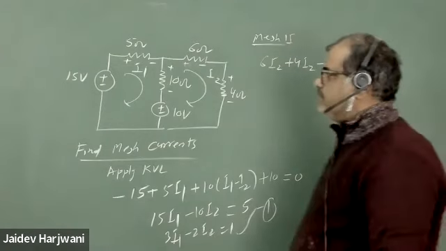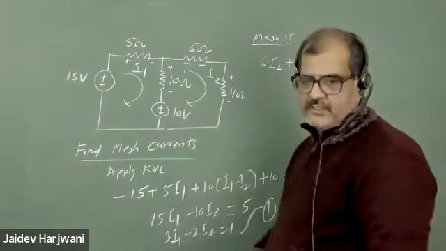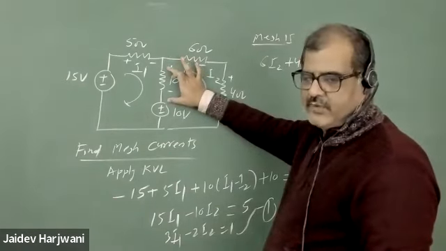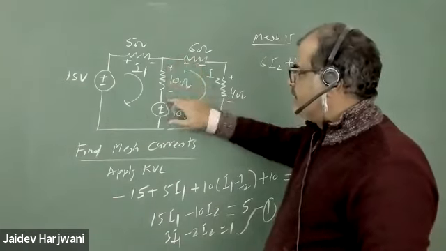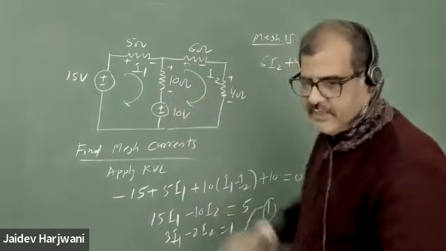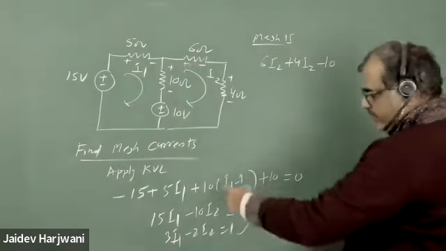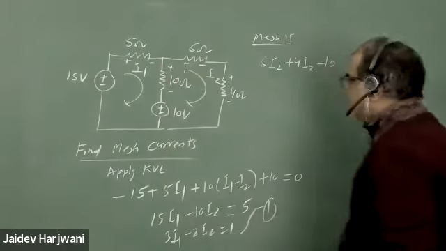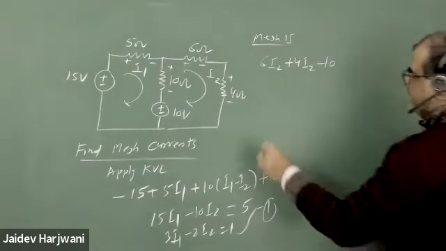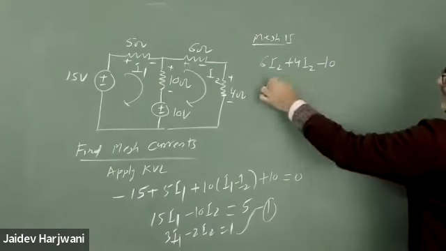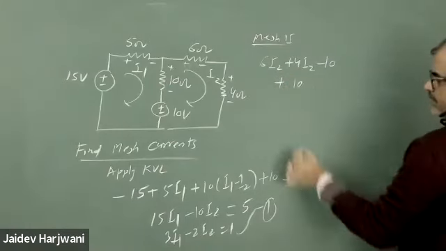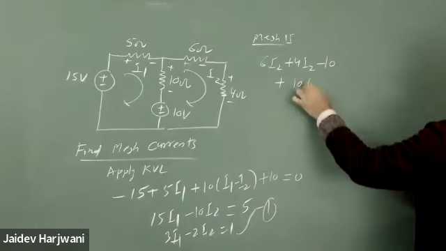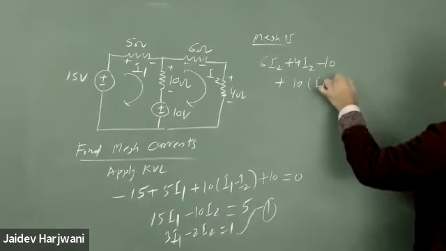Now it is your choice. If you want to write I1 minus I2, then you take minus. Let me explain. Earlier what you wrote was I1 minus I2, and if you still want to maintain this polarity, then what will you write? You write plus 10 times I1 minus I2.